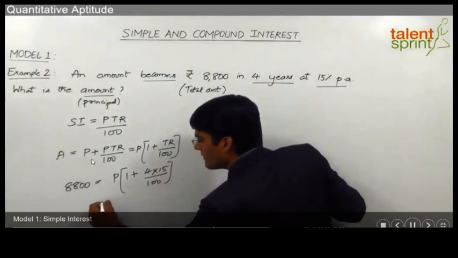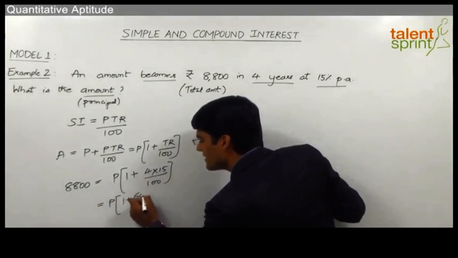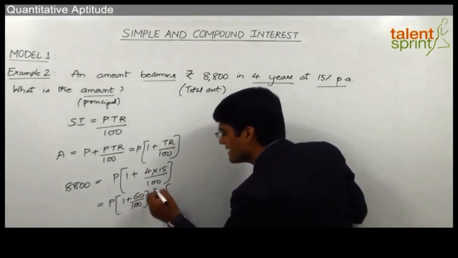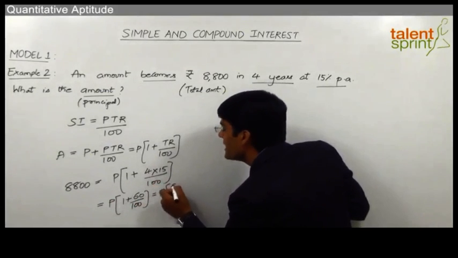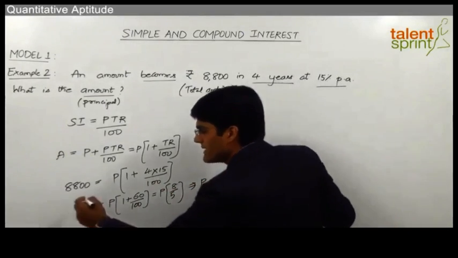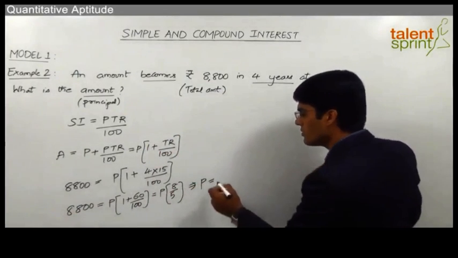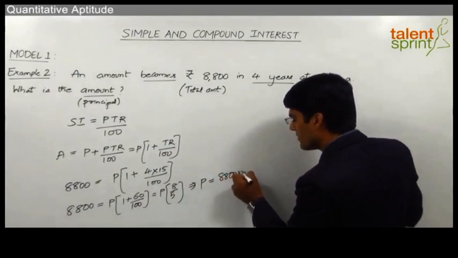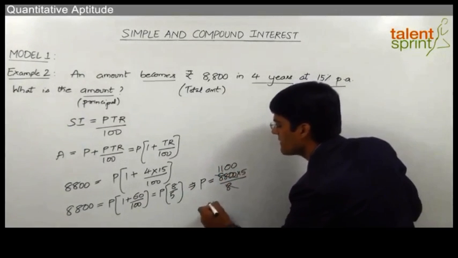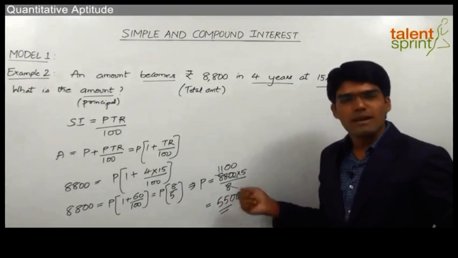So from this we can say this is P into (1 plus 4 into 15, 60 by 100), which is nothing but P into 160 by 100, or 16 by 10. 16 by 10 can be taken as 8 by 5. So finally, 8,800 equals P into 8 by 5. So P will be equal to 8,800 into 5 by 8. This goes 1100 times, and 1100 into 5 is 5,500. So the principal should be equal to 5,500.